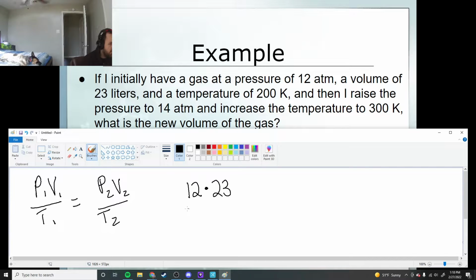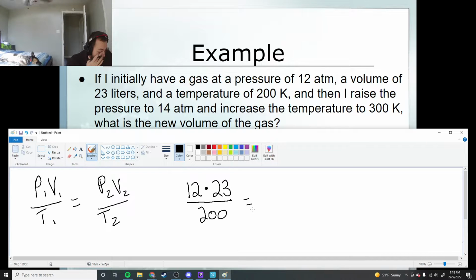And a temperature of 200 Kelvin. All right, because this is given to us in Kelvin, we don't have to do anything with it. We can just leave it as the value they've given us. So our T1 that we plug in there is 200. And we set that equal to our other side.